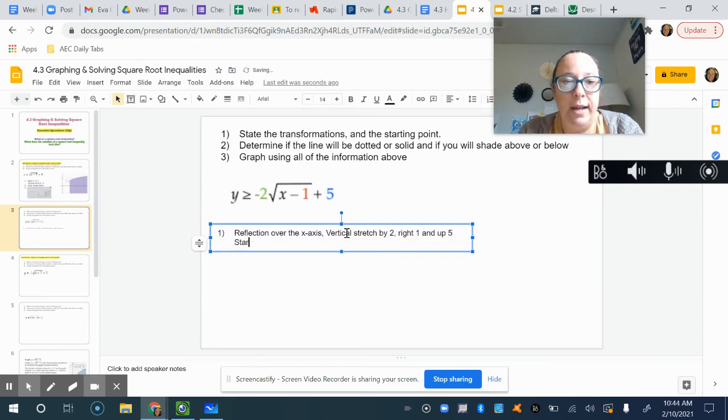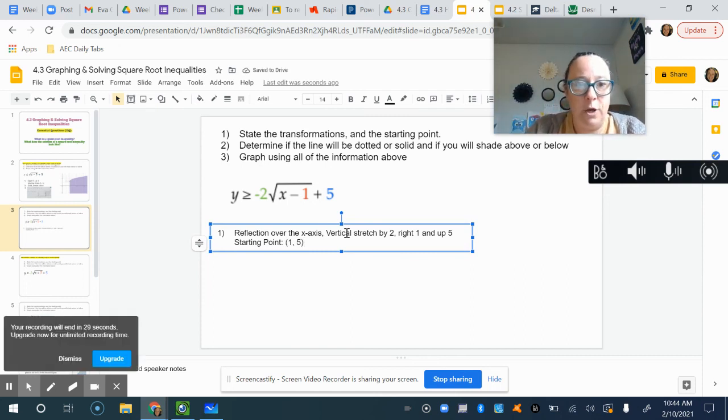Our starting point. Now this is where I have to think about where I moved left and right. I went right 1 and up 5. So that'd be (1, 5) as my starting point. And it's opening down though. It's opening down. Okay, so I'm going to finish up this video because it's about at its time limit, and we will pick back up in the next video.